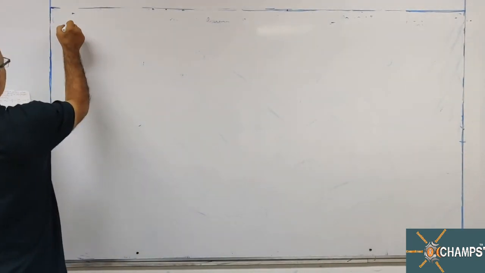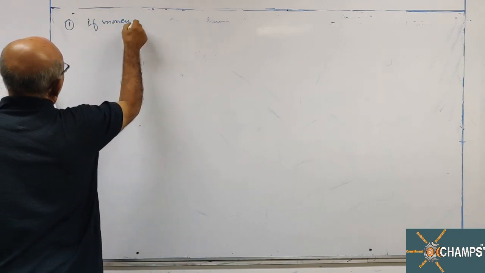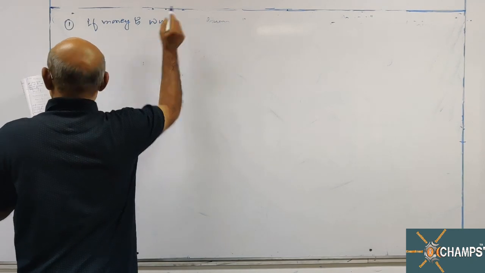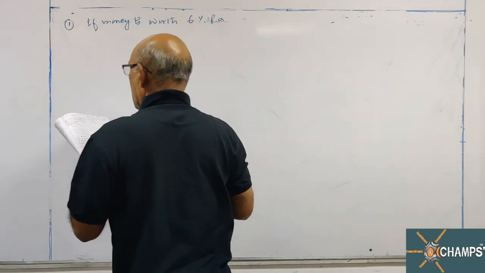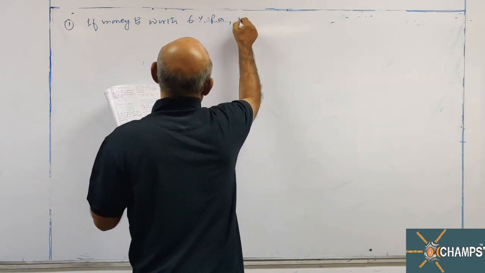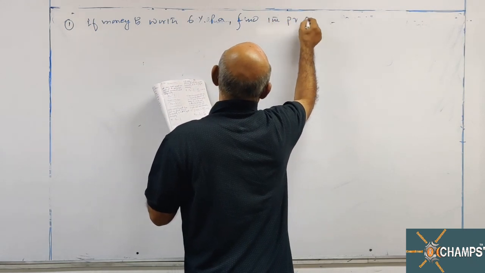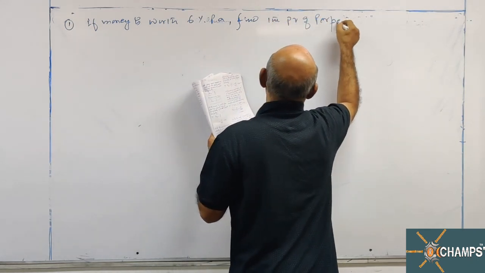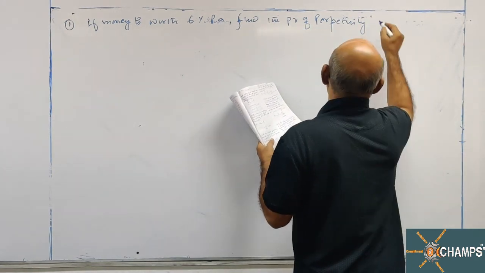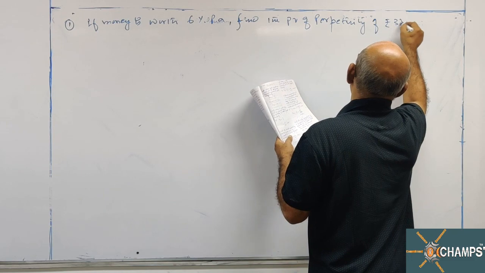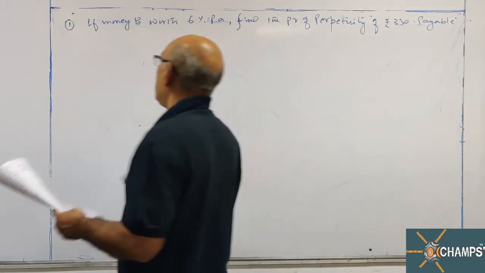Look at the question here. If money is worth 6% per annum, find the present value of a perpetuity of rupees 330 payable annually.